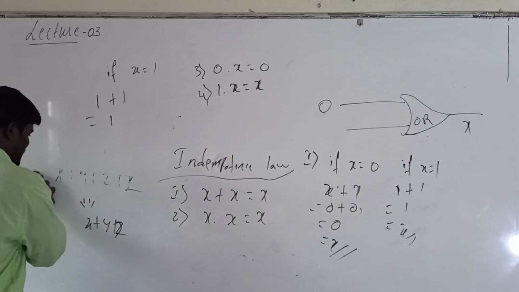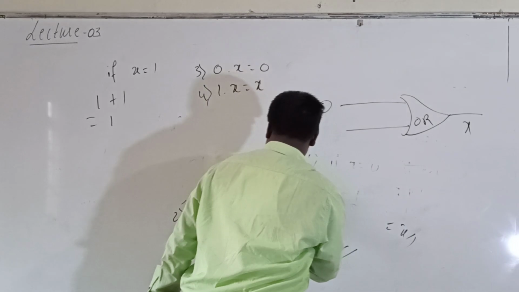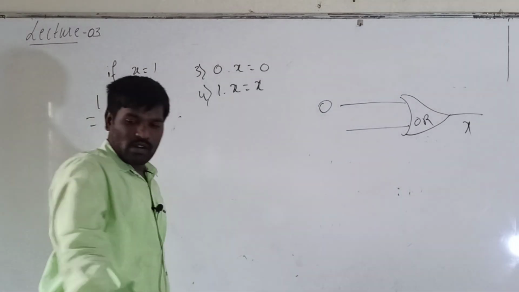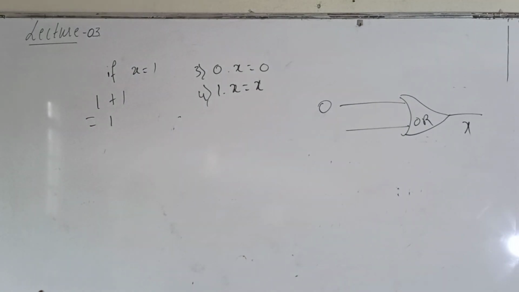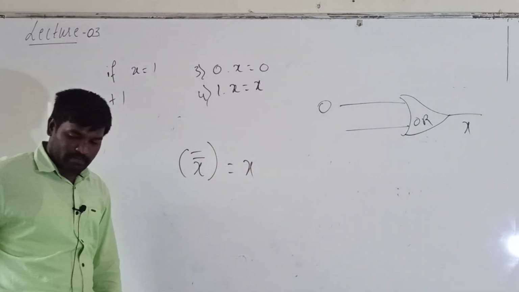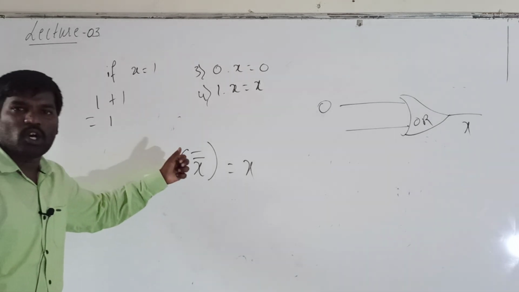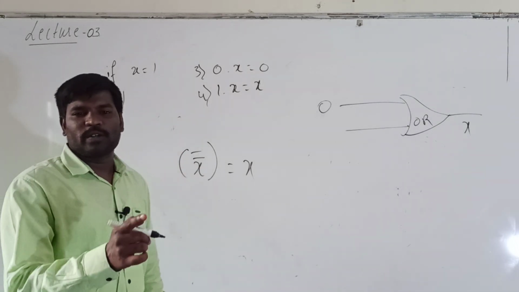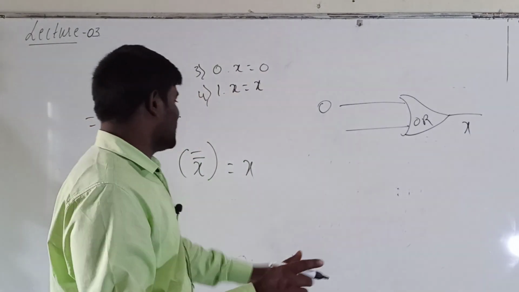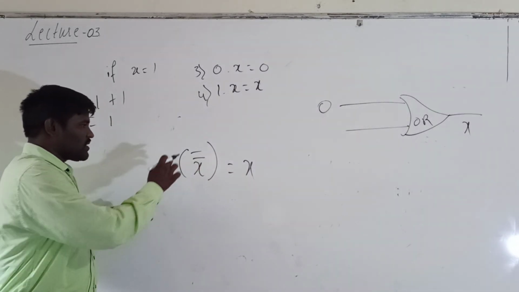Next is involution law. It is also very, very important for 1 mark. X double bar is equal to x. The involution law states that if the complement of the variable is again complemented, then you will get the same variable.